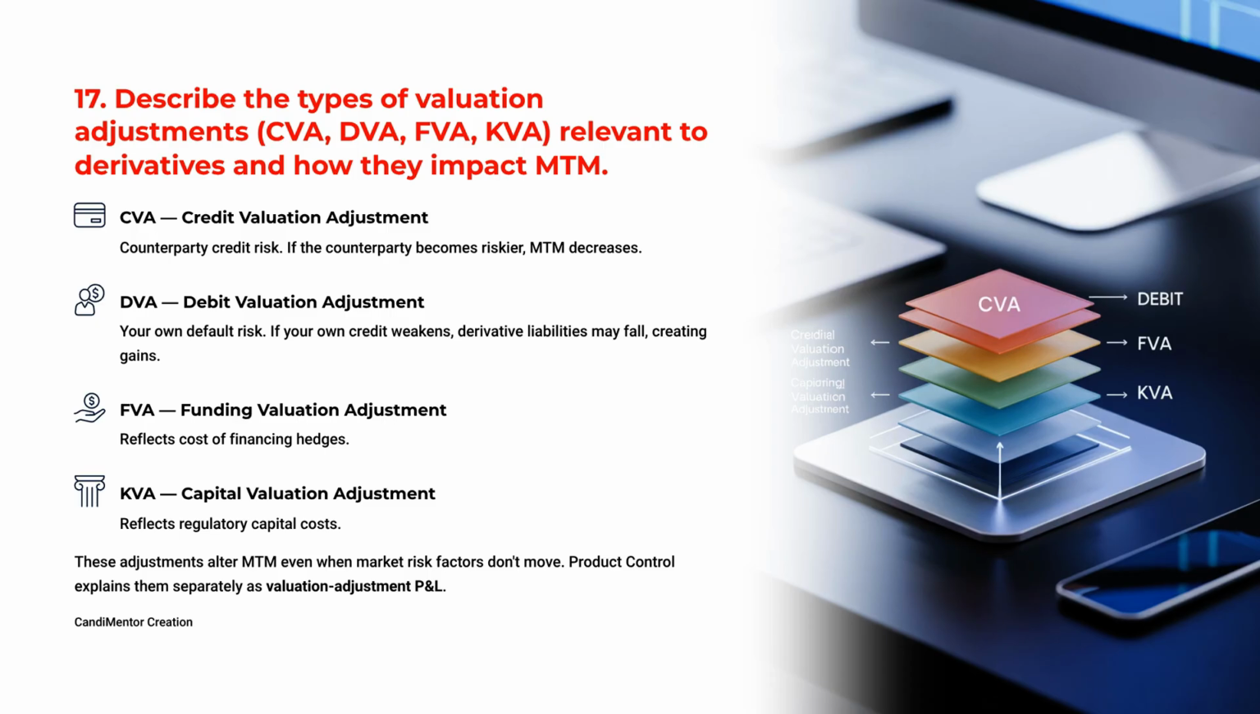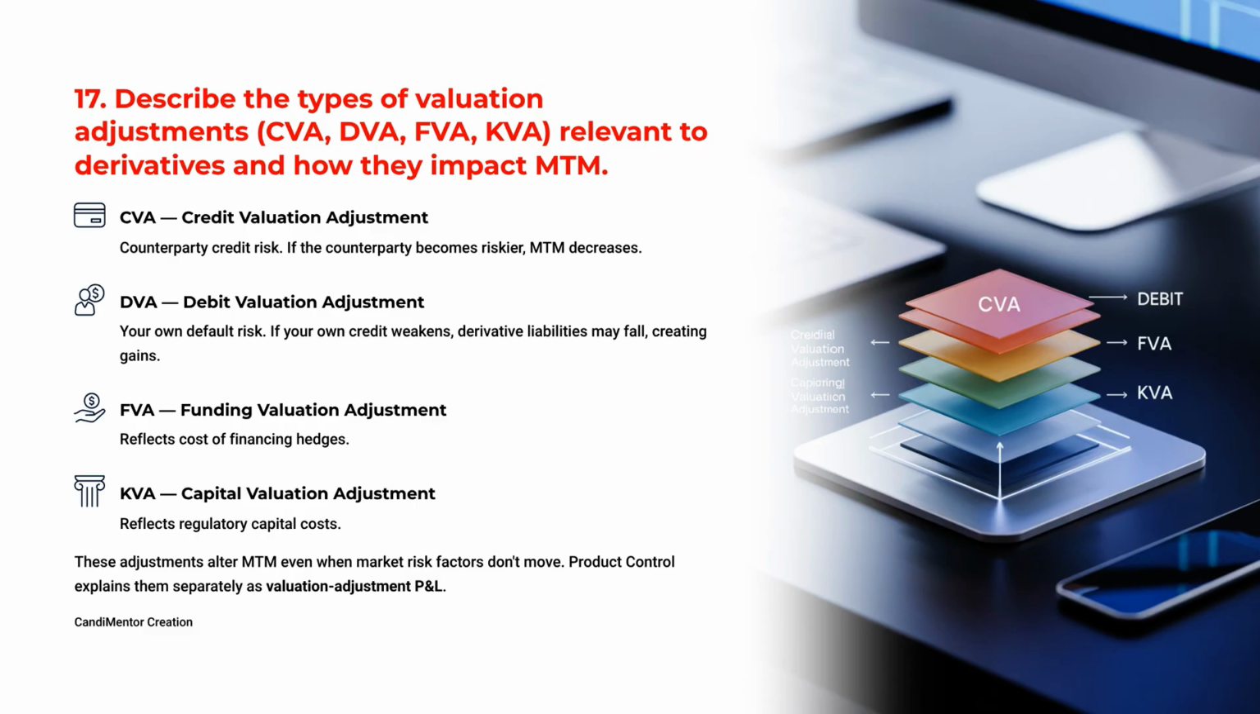Describe the types of valuation adjustments, CVA, DVA, FVA, KVA relevant to derivatives, and how they impact MTM. CVA, counterparty credit risk. If the counterparty becomes riskier, MTM decreases. DVA, your own default risk. If your own credit weakens, derivative liabilities may fall, creating gains.